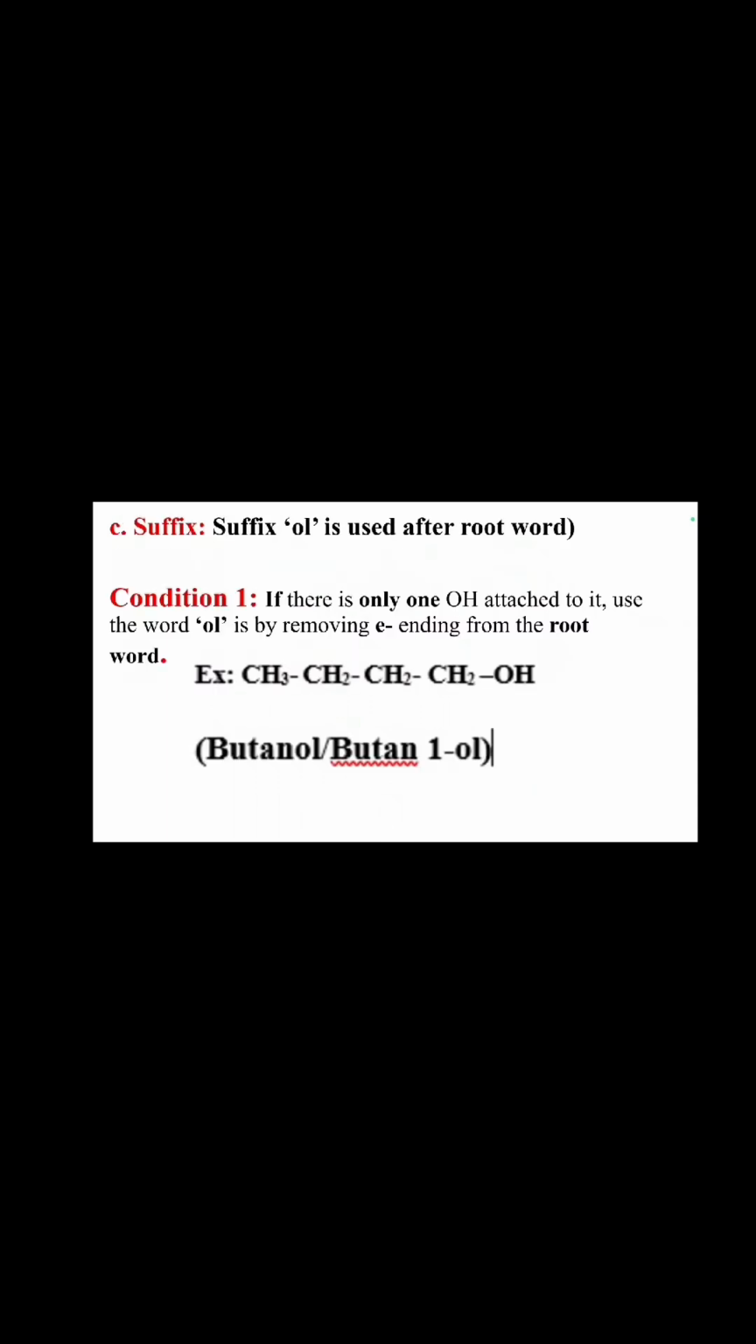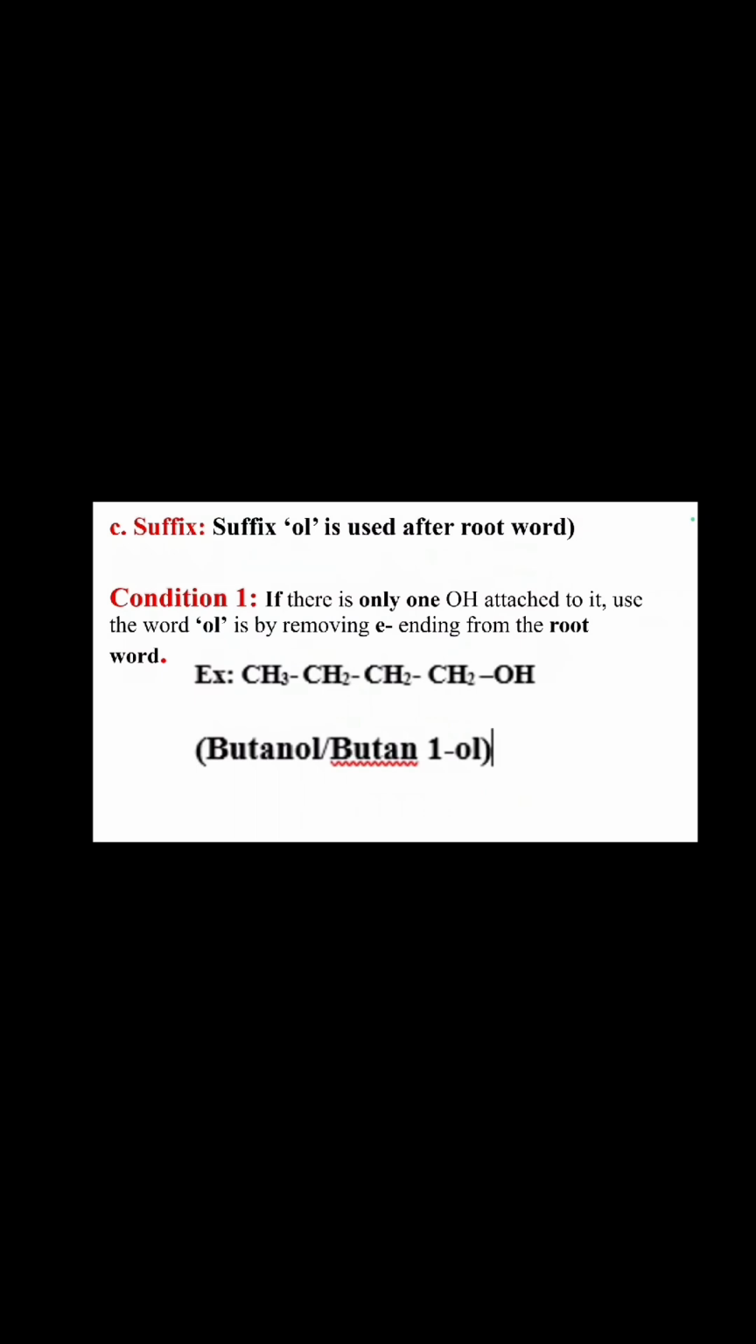In condition 2, if there is more than one OH group present, that is more than one functional group, then the ending E will be retained. In this example, you see there are two OH groups present, one in carbon 1 and the second in carbon 2. So it will be 1,2-butane. You can see E is retained, or it can be butane-1,2. After identifying the root word, you have to go for the suffix.